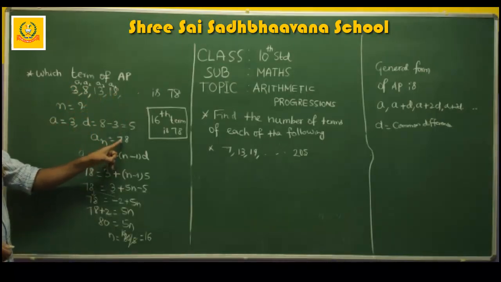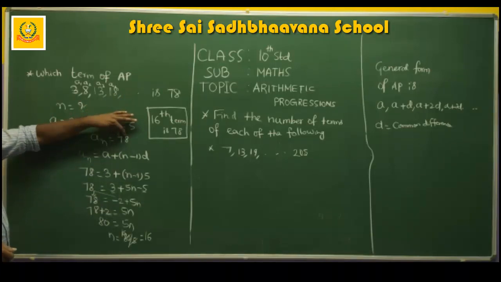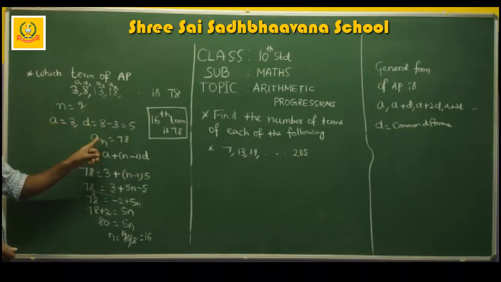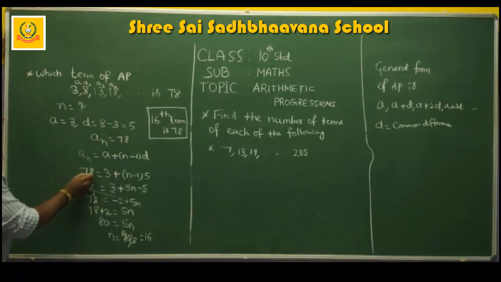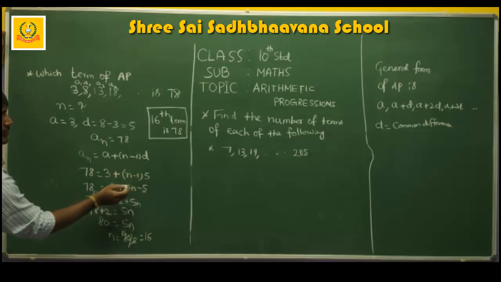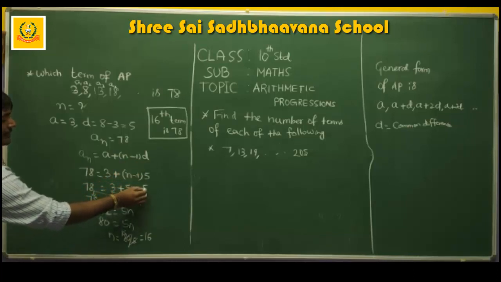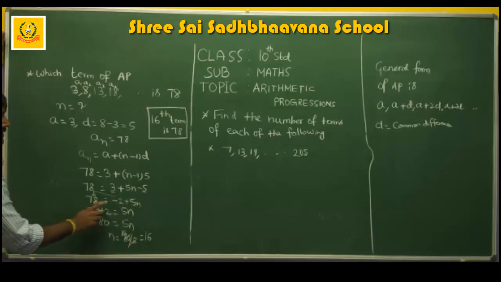An is the term that we don't know, which term it is, 16th term, 17th term, 18th term, that we are going to find. So that's why we are taking an as 78. Substitute an as 78, the a value and d value here, you will get 3 plus 5n minus 5. So 3 minus 5 is minus 2, 78 is equal to minus 2 plus 5n, then move minus 2 to this side, which will become 80. 80 is equal to 5n, n is equal to 80 by 5.